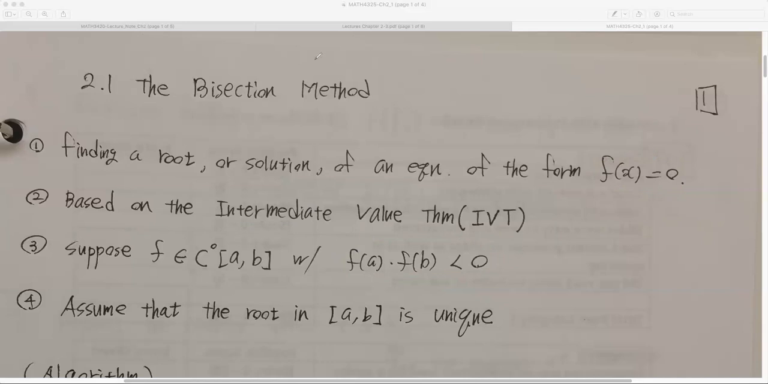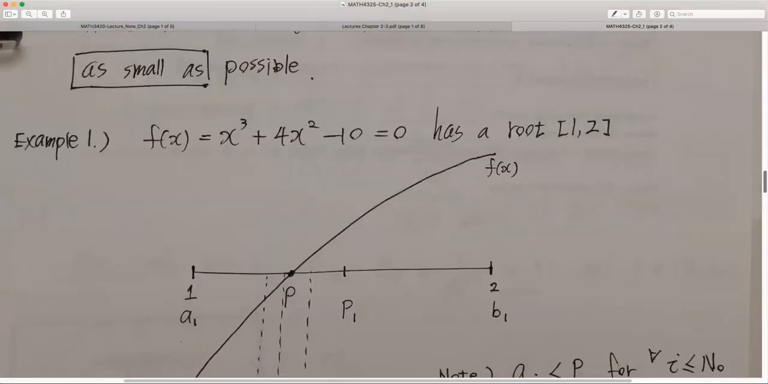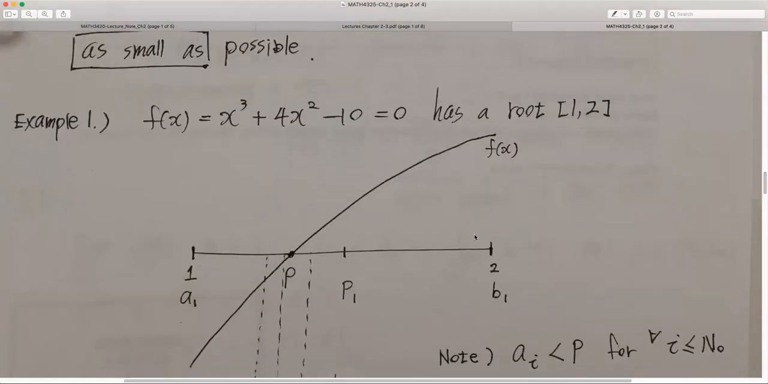Okay, so now I'm going to briefly explain the bisection method. Think about Example 1 in the textbook. We want to solve this root-finding problem. The function f of x is given, a cubic polynomial equal to 0, and it has a root on the closed interval [1, 2]. So now, what are you going to do?